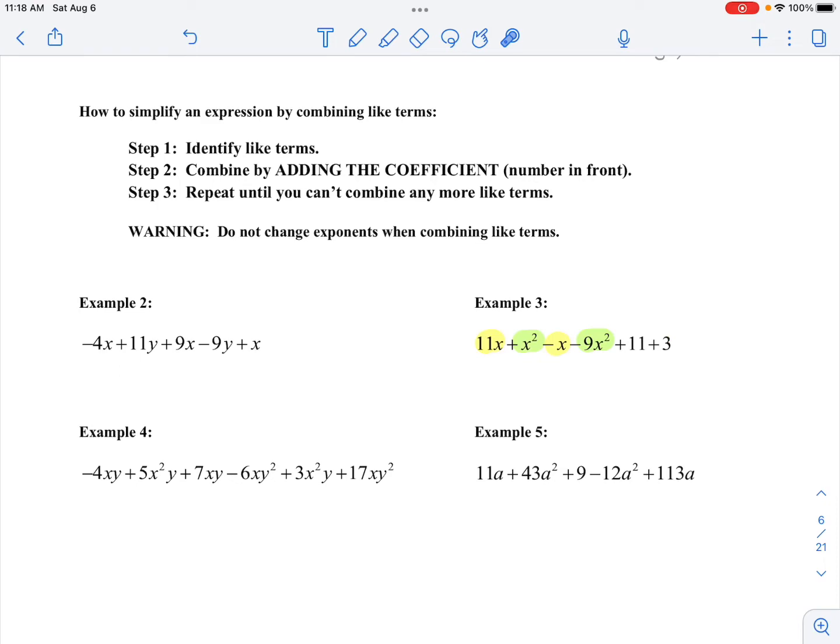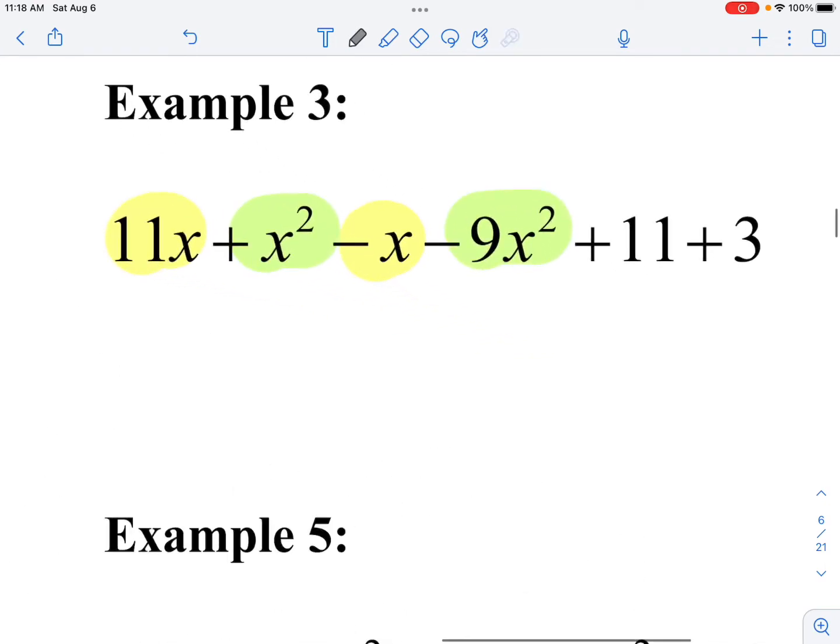So here's what I'm going to do. I'm going to just combine them. I'm going to have my 11x and negative x. So if I have 11 of something and I take away 1, that means that I have 10 of those things, which happen to be x's, left. So again, that's just what happens when I combine my 11x and my negative x.